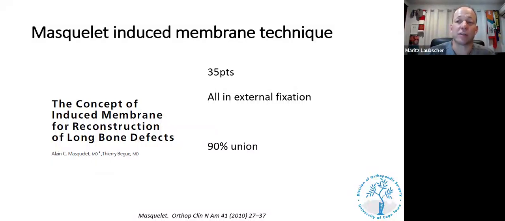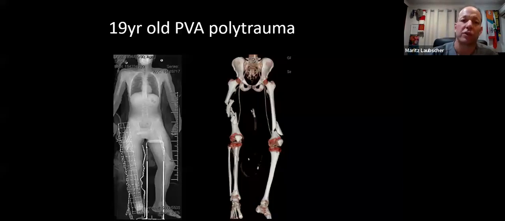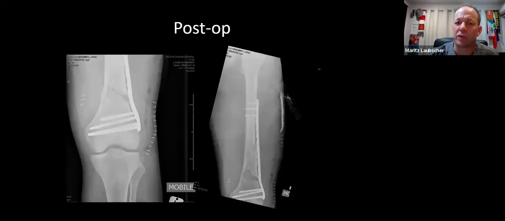Using a segment spacer for a partial defect can be quite useful with planned grafting later, but that's not, strictly speaking, a Masquelet technique. It works well in bones with good soft tissue, like the femur and the humerus. So this is just an example of a case of Masquelet technique: a young polytrauma patient with multiple injuries, as you can see. The left femur is probably the simplest.